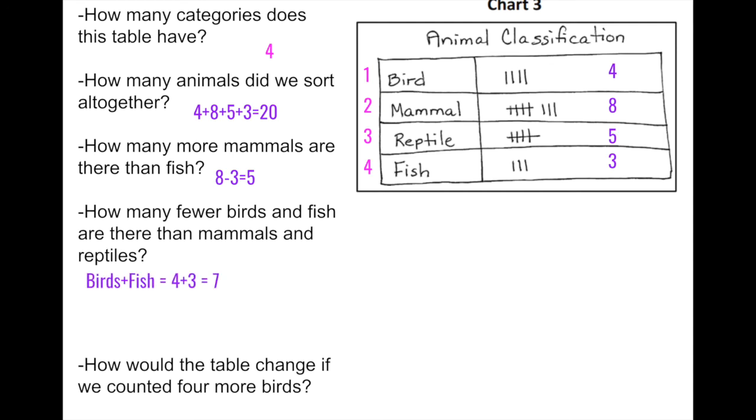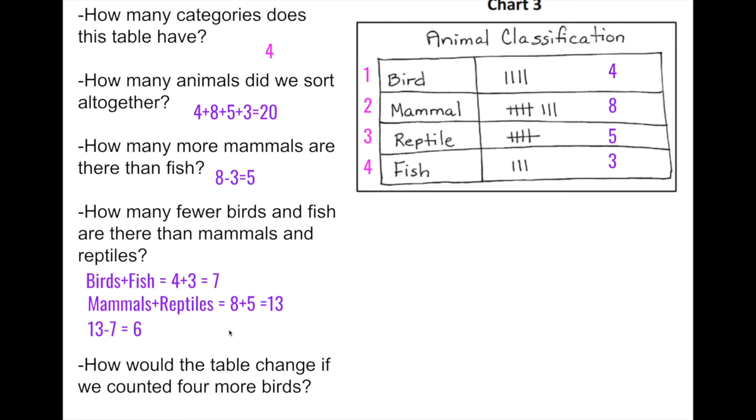So birds and fish equals 4 plus 3, which would be 7. Then we have mammals and reptiles, which is 8 plus 5 equals 13. And then we compare those two numbers by saying 13 minus 7 equals 6. That means there are 6 fewer birds and fish than there are mammals and reptiles.